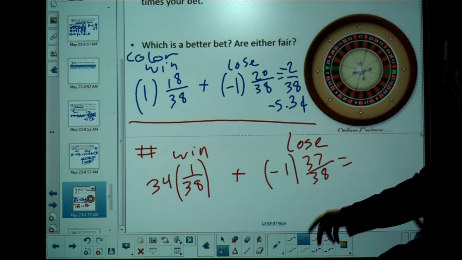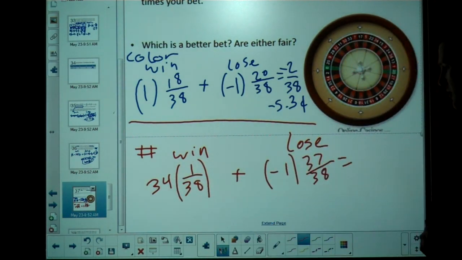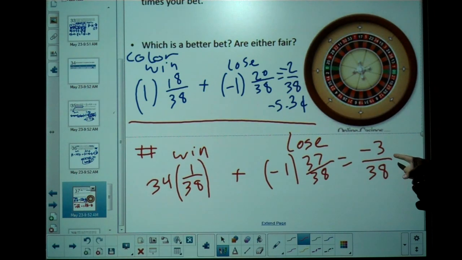So let's see what this is. That looks like 34 out of 38 minus 37 out of 38. So that is a negative 3 out of 38. So we can see right away, that's a worse outcome than the negative 2 out of 38. Let's turn it into a decimal so we can understand what it is. And that looks like we would expect to lose about 8 cents on average per play.